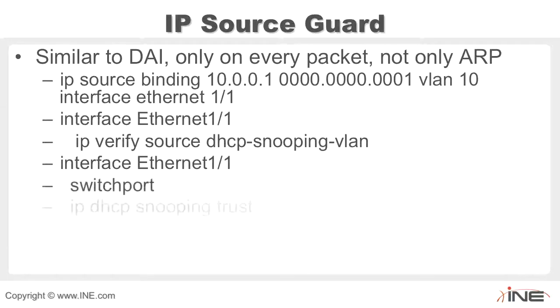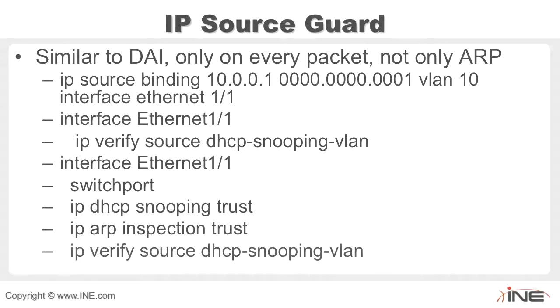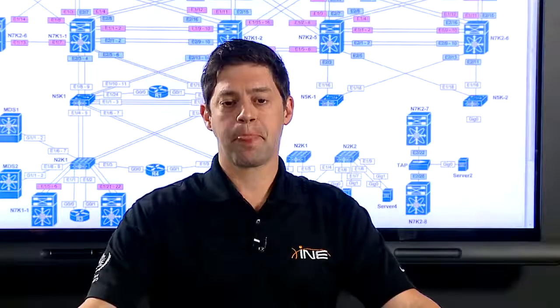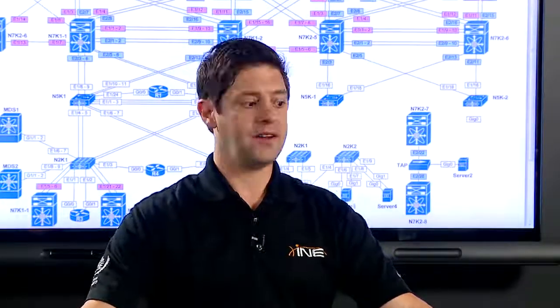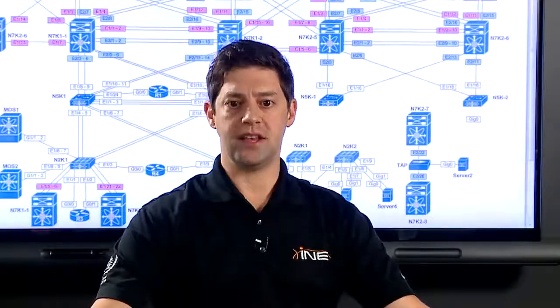And of course, if we look at the entire configuration, I might have on a switch port something like IP DHCP snooping trust from a server, specifically a DHCP server, on just about any of my statically assigned IP address servers or any other devices, the IP ARP inspection trust, and possibly the source guard as well, IP verify source DHCP snooping VLAN.